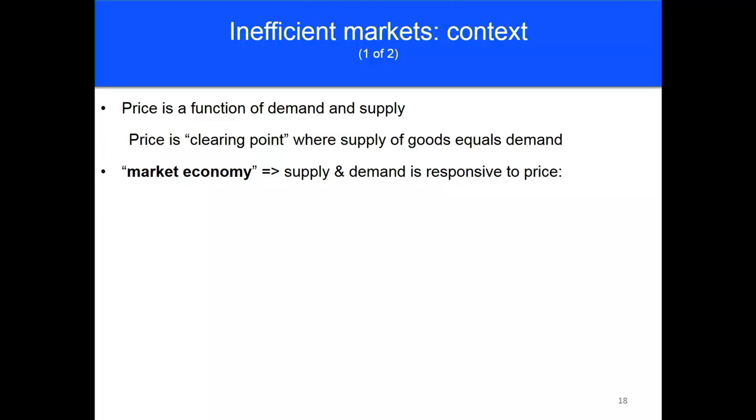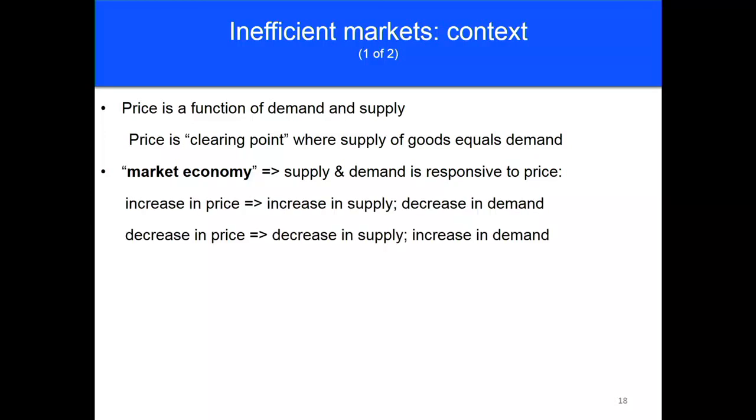So if there's an increase in price, there's an increase in supply as people respond to that. That becomes an attractive profit-making opportunity, so people produce more to respond to that. But correspondingly, there's also a decrease in demand. So the higher the price, the lower the demand for this.